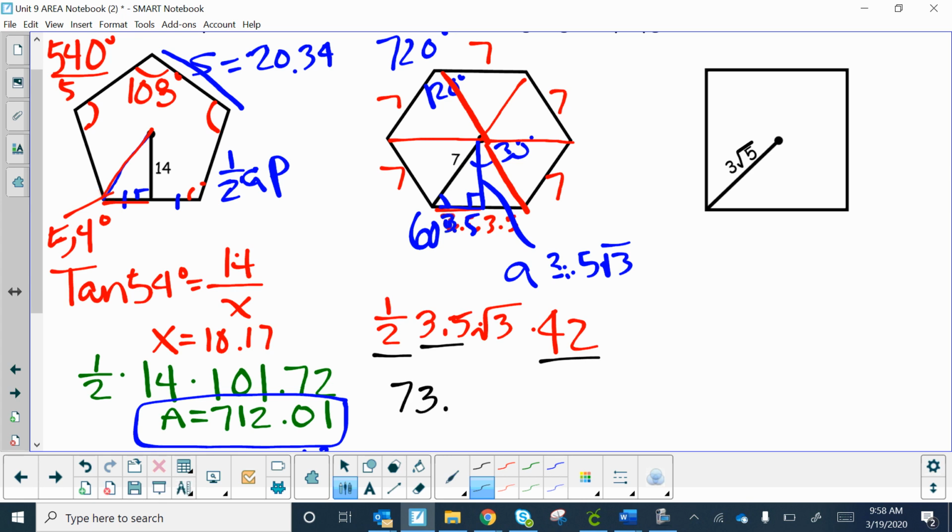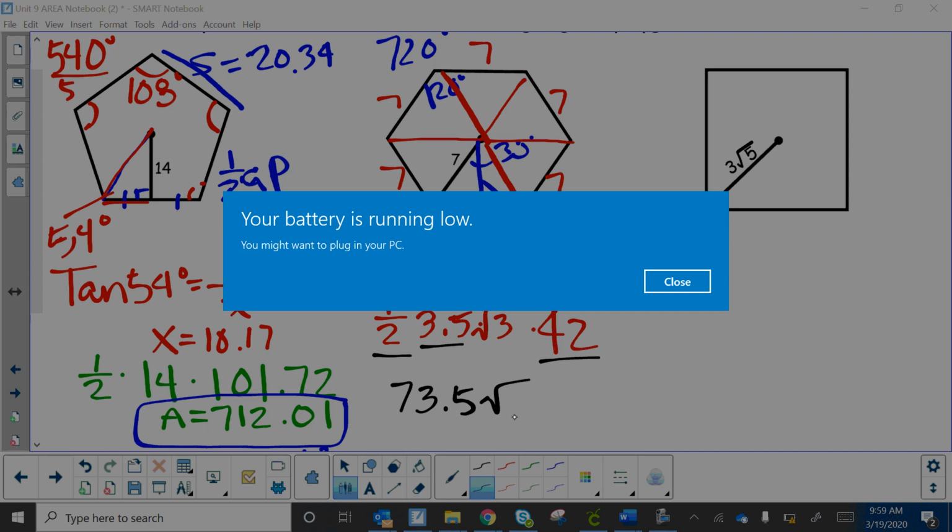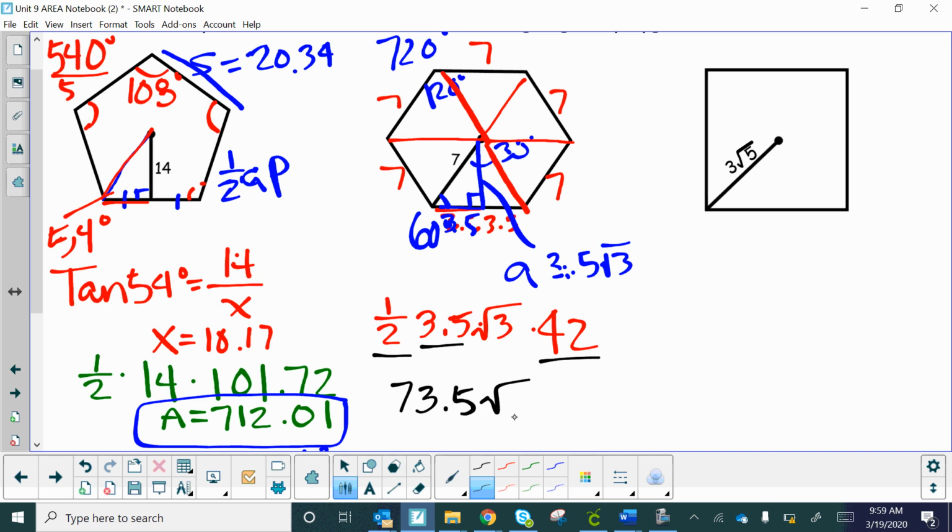So 73.5 radical 3, let me plug in my calculator. 73.5 radical 3 is the area of that hexagon. And this is in units squared.